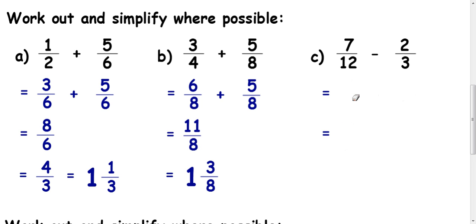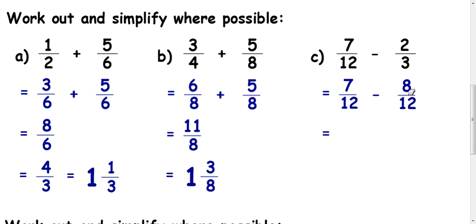And finally, on the last one, the lowest common multiple of 12 and 3 is just 12. 12 divides into 12, and 3 also divides into 12. So I'm going to leave that as it is, and I'm going to make the thirds into twelfths. How do I do that? Well, I times 3 by 4 to get 12, and I need to do the same to the top number here. So that gives me 8.